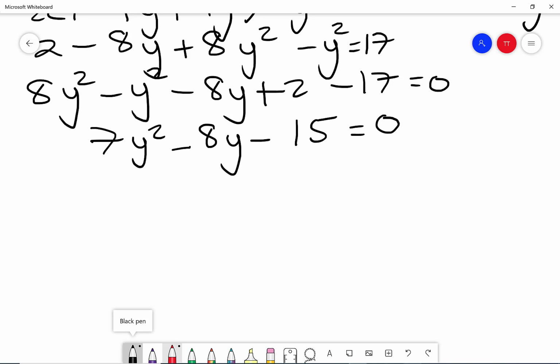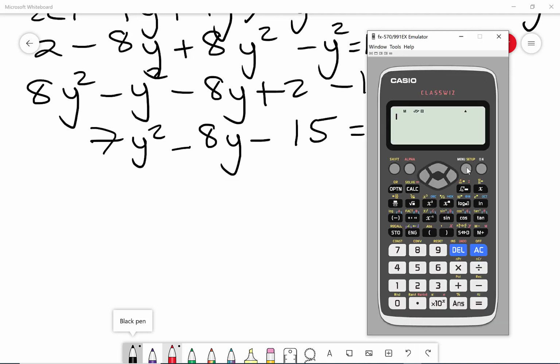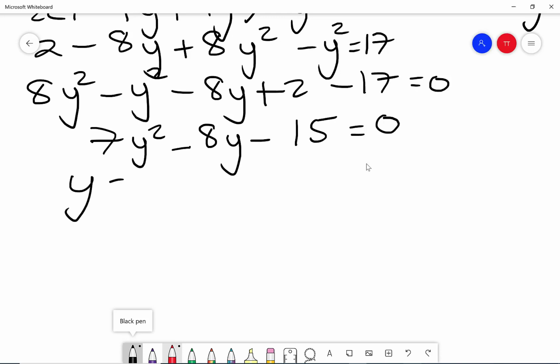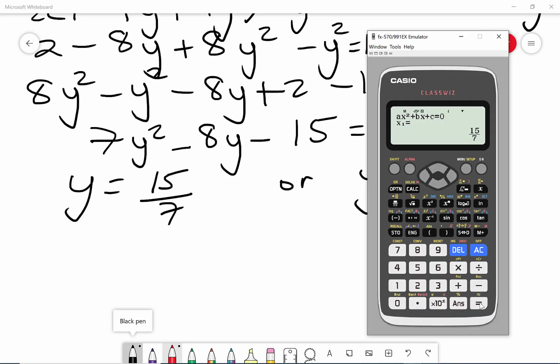So let's use our calculator again. We're going to go to menu, alpha minus, and you've got 2, so it's 7, minus 8, minus 15. First equals, so the first solution is y equals 15 over 7, or y equals minus 1.